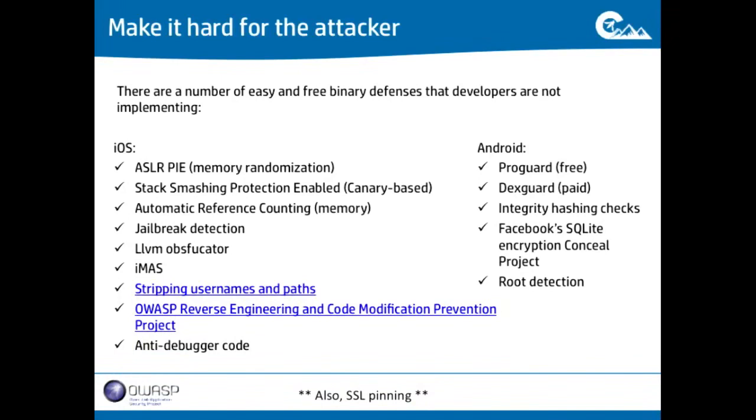You also want to look at integrity hashing checks. Facebook has an extra layer of SQLite encryption in a project they called Conceal that they released last year, I think. I haven't used this before, but I heard it's pretty cool, and it also does some SQLite database optimization, so I would check it out. And then root detection is the same as jailbreak detection. You want to make sure you're not running on a rooted device, and there's code snippets for that in the CERT project that we mentioned earlier.